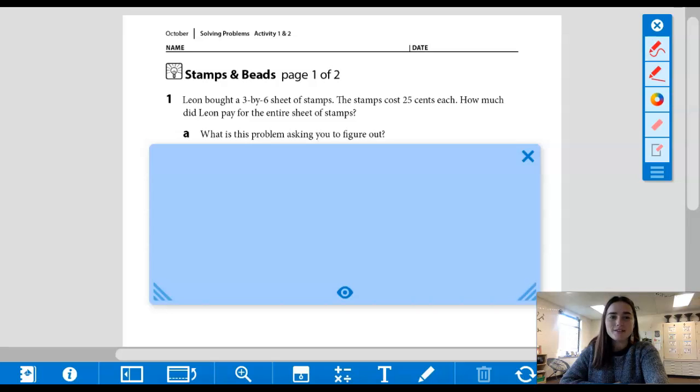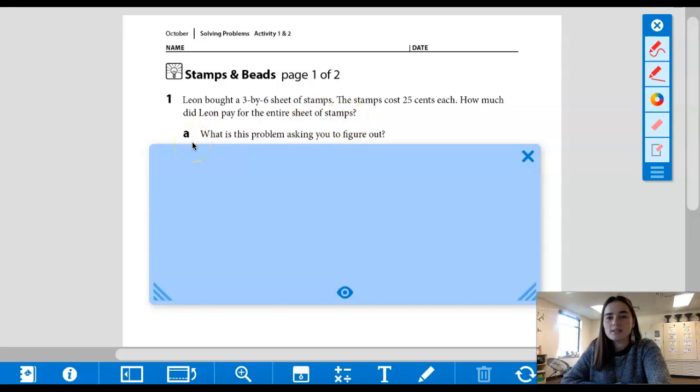Hey, fourth grade. Today in your number corner book, you are working on page 19, Stamps and Beads, page 1 of 2. Let's take a look at our problem. Leon bought a 3x6 sheet of stamps. The stamps cost 25 cents each. How much did Leon pay for the entire sheet of stamps?